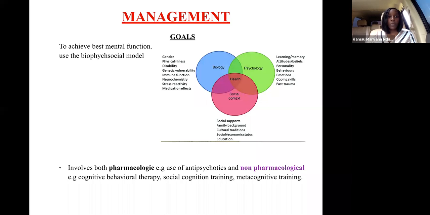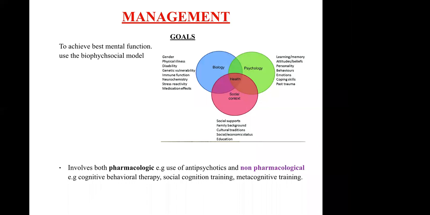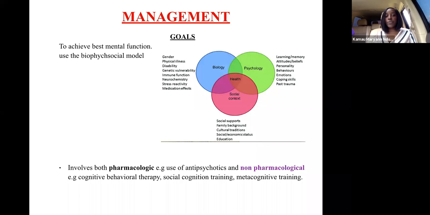Okay, so I was discussing the goals of management. The goal is to achieve best mental function and to use the biopsychosocial model to try and manage this disease, schizophrenia. You cannot understand a disease in biological terms only, or psychological or social context only. It's an interplay of all these factors.